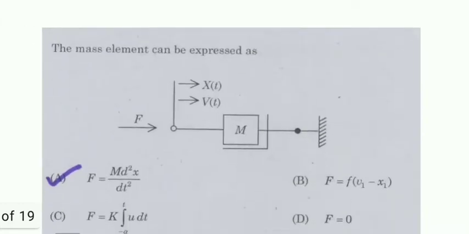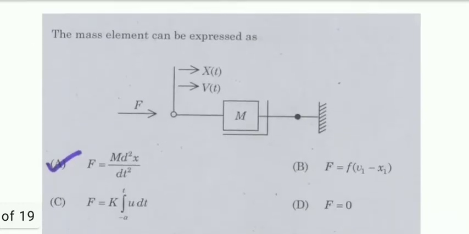Next, the mass element can be expressed as, we know that mass can be expressed as F is equal to m d squared x by dt squared, direct question. So option B is the right answer.